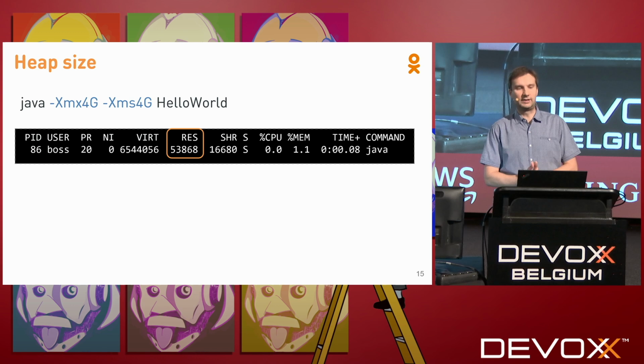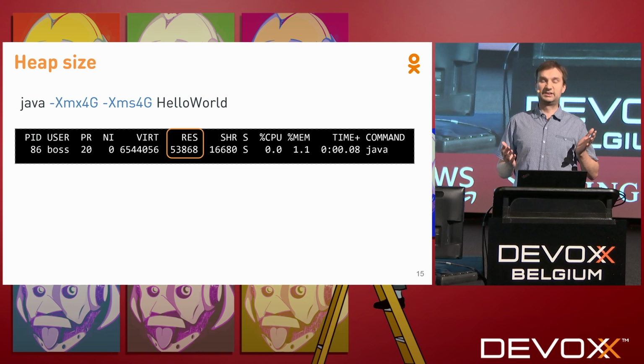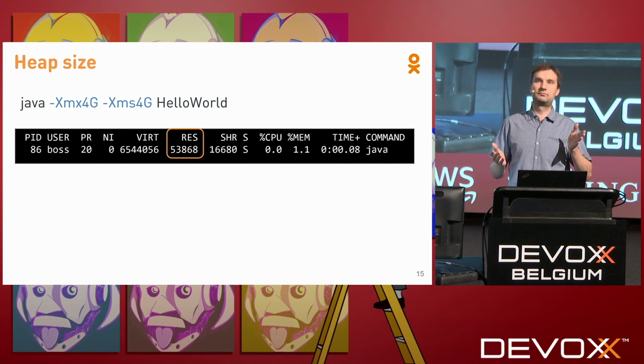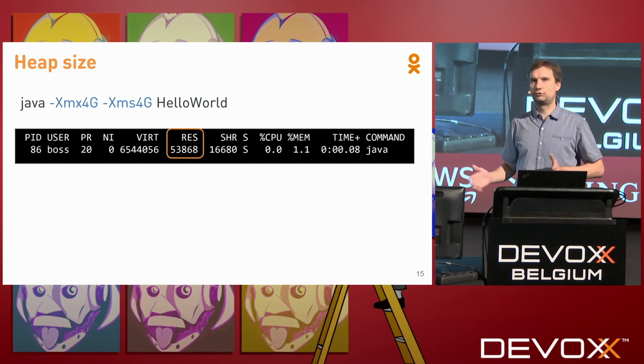Okay, speaking about heap size, you know that there is the Xmx option that sets the maximum heap size and Xms that sets the initial heap size. And if we set them equal, we expect that the process will allocate exactly this amount of heap space. But if you run the simplest program and look at the top command for the resident set size, we'll see that RSS will be pretty small, not 4 gigabytes. So how could it be?